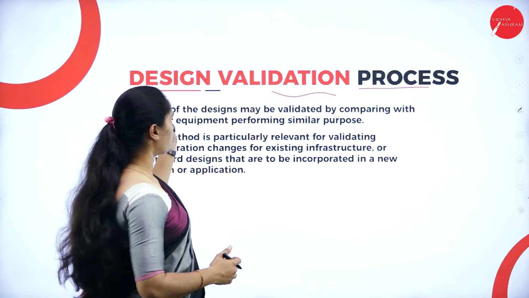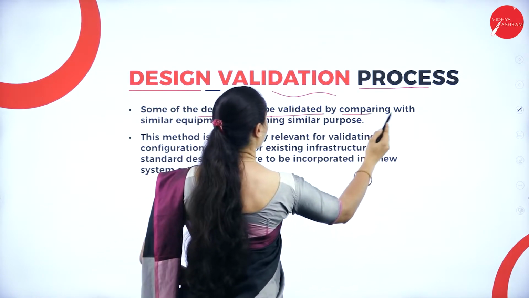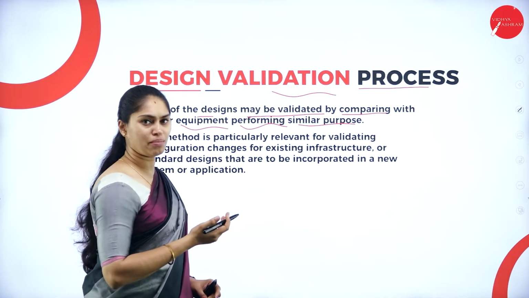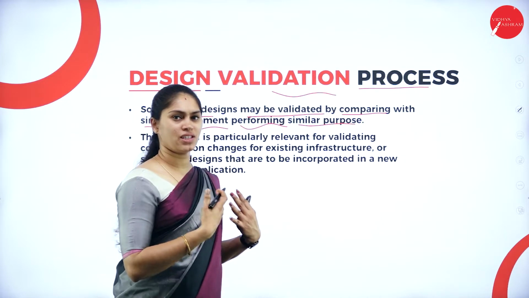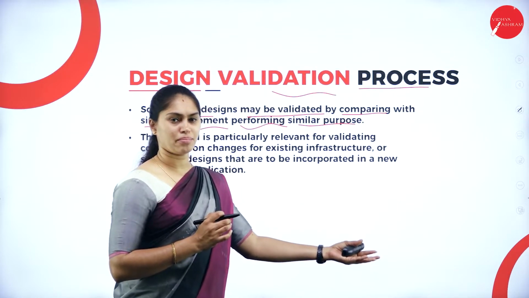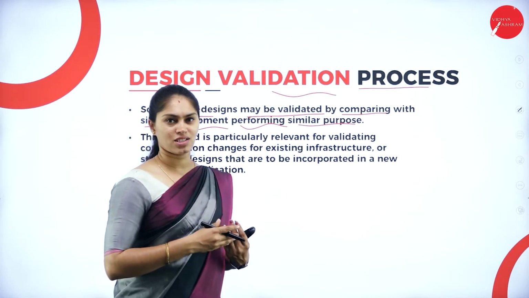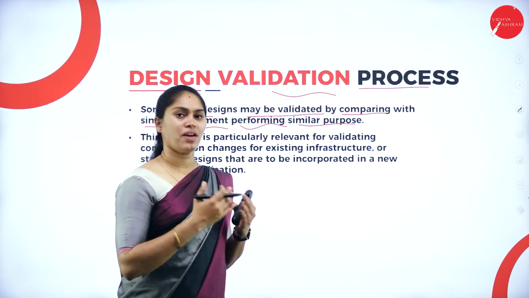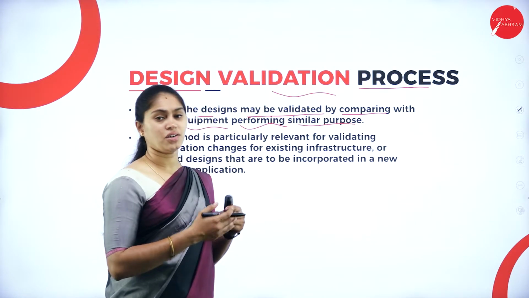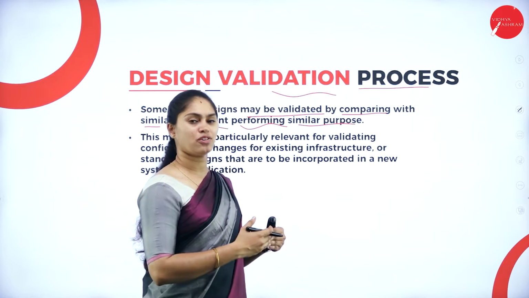Then what are we going to do in this design validation process? Some designs may be validated by comparing with similar equipment performing a similar purpose. If you go to a market, you make a comparison between the shops. This shopkeeper is selling an apple for 180 rupees, another shopkeeper is selling the same kind of apple for 160 rupees. So shall we go with 160 rupees? That means in validation, we are making a comparison. Are we getting the right product? That means we are checking whether we have met all the requirements of the customer or the end user.